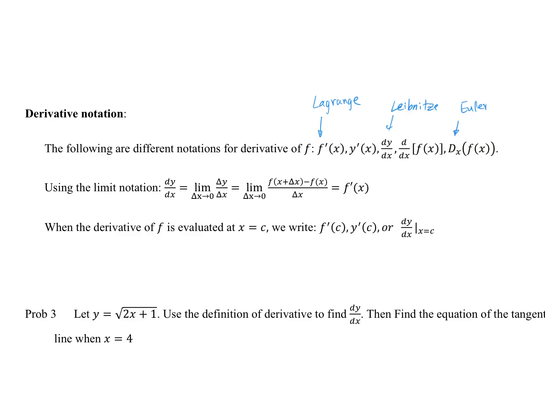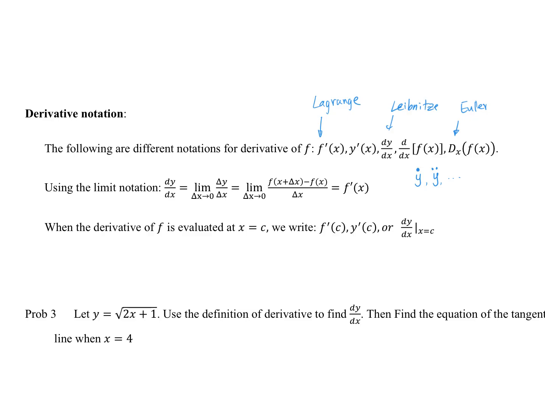And you may wonder, what about Newton? Newton is one of the founding fathers of calculus. So Newton's notation looks like this. y dot means the first derivative, and then y double dot, second derivative, etc. We'll talk about those higher derivatives later.